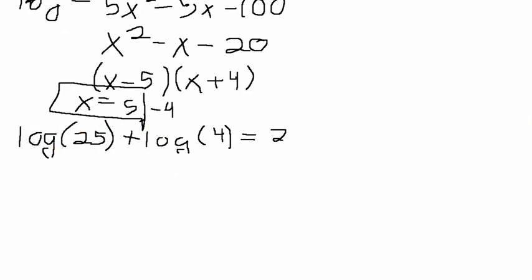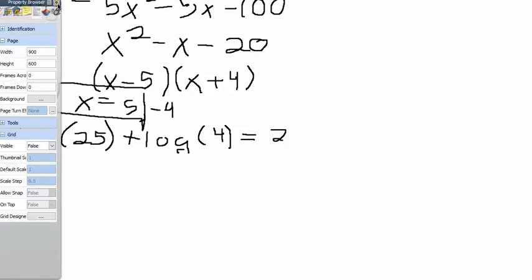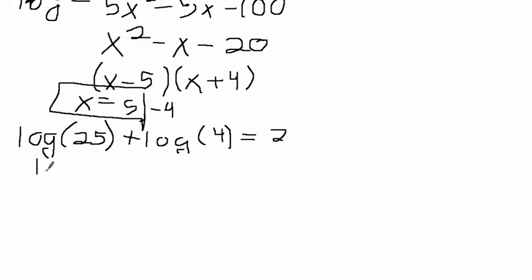Do the log of 25. So that happens to be log base 10, so we can just do log of 25 and log of 4. And what we end up getting for log of 25 is 1.40, and for log of 4, we get 0.60. And those two do actually equal 2.